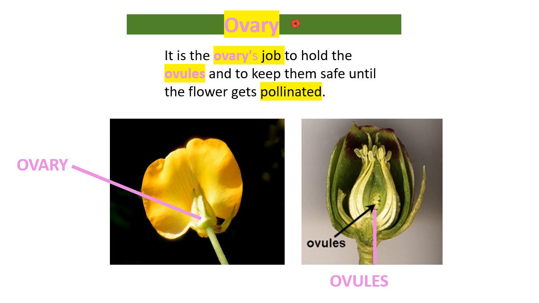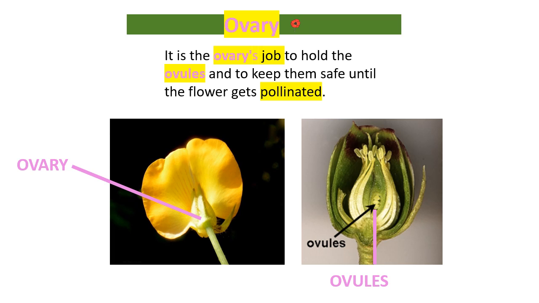Ovary, what is ovary? The ovary's job is to hold the ovules and to keep them safe until the flower gets pollinated. So ovary is another female part, and they keep these ovules. They kind of look like eggs a little bit, as you can see in the picture on the right. Those ovules need to get pollinated.